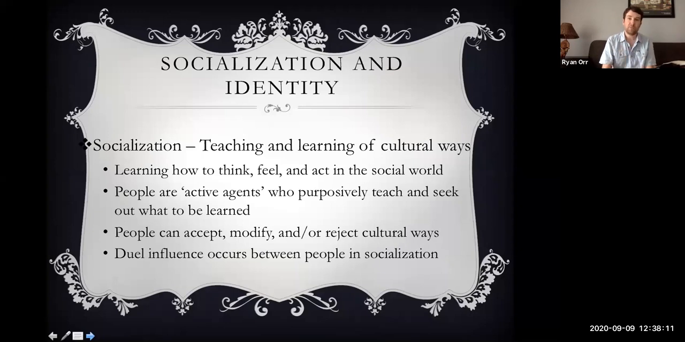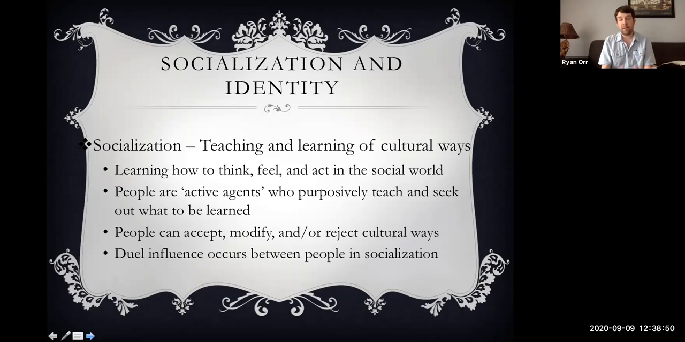And within this process, you learn how to think in certain situations, how not to think, what is appropriate thinking, what is inappropriate thinking. Again, the same ideas with feeling and acting. What's appropriate, what is not, how you should act, how you shouldn't. The same thing with feelings. So again, you're not born with all these things instinctually. Learning how to navigate the social world in terms of thinking, feeling, and acting, these are social creations as we start to learn our culture. And so understanding that, we can see that people are active agents.